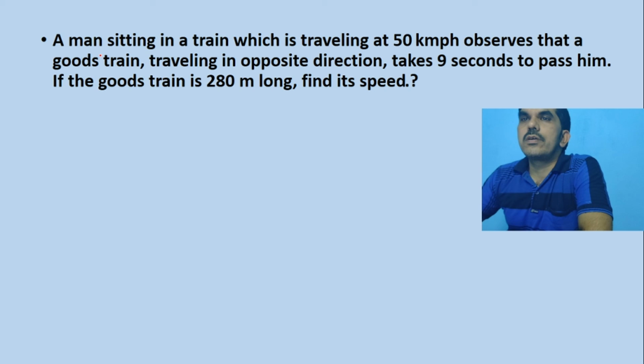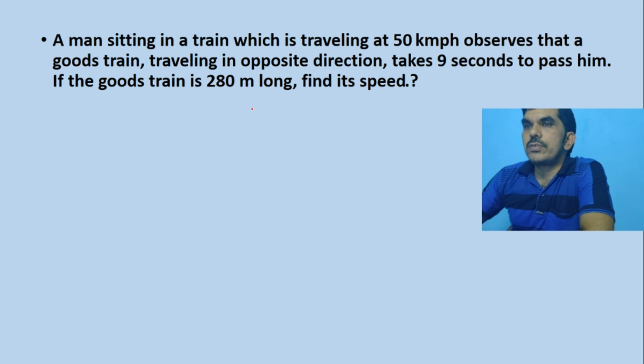Next, a man sitting in a train which is travelling at 50 kmph observes that a goods train travelling in the opposite direction takes 9 seconds to pass it. If the goods train is 280 meters long, find its speed.